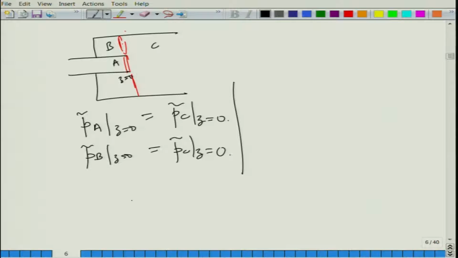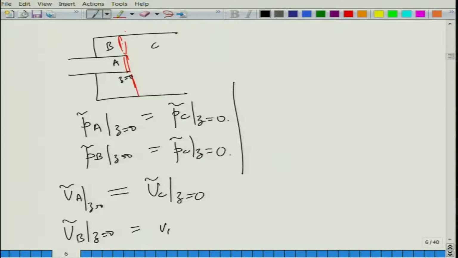And what about the velocity condition? Velocity u tilde a at z equal to 0 is equal to u c at z equal to 0. So, we basically get this sort of a thing. The annular velocity here is the same as the one in the chamber, and in the annular cavity that is also the same.